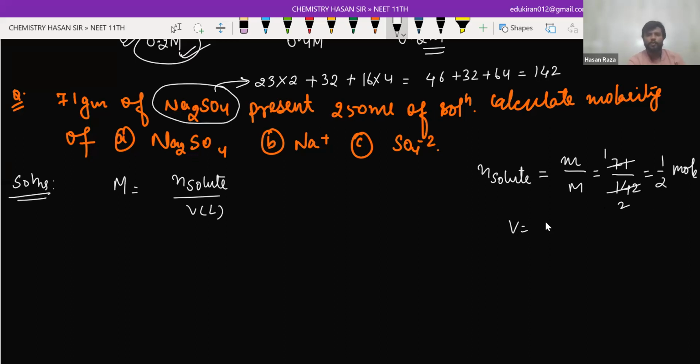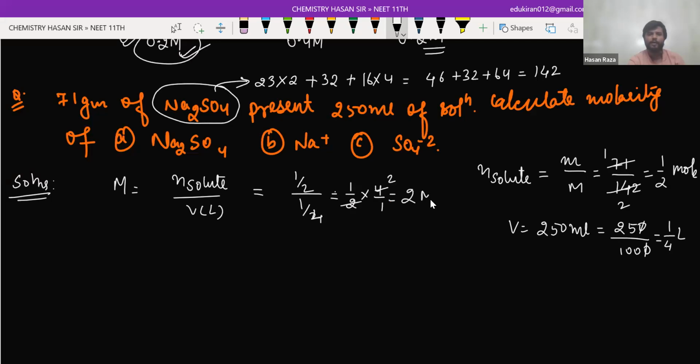Now the volume is 250 ml. We need to convert this into liter. So it will be 250 divided by 1000. So you can see it will be 1 by 4 liter. Now you just need to put the value 1 by 2 upon 1 by 4. That comes out to be 1 by 2 into 4 by 1, that is equal to 2 molarity. We got the answer for the A part. And the answer for the second, B and C part, depends upon the A part.